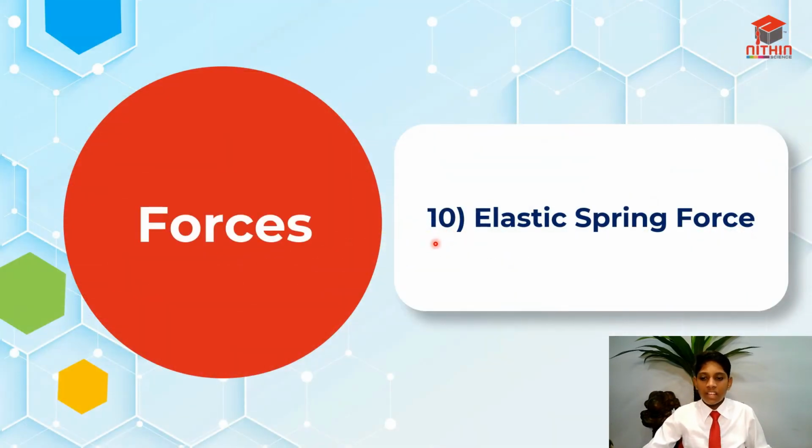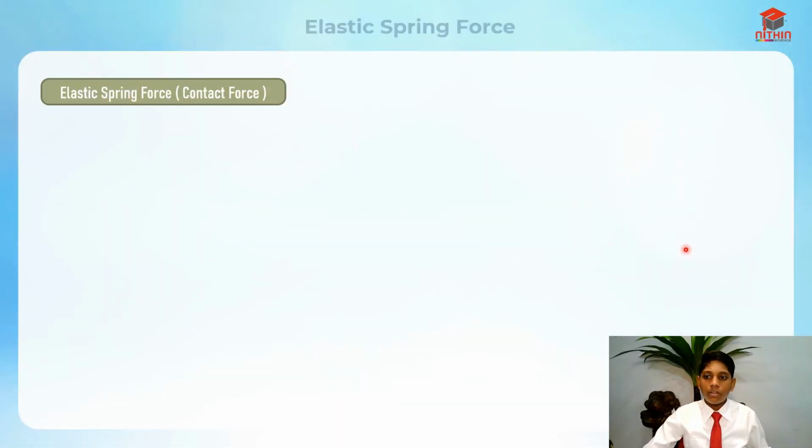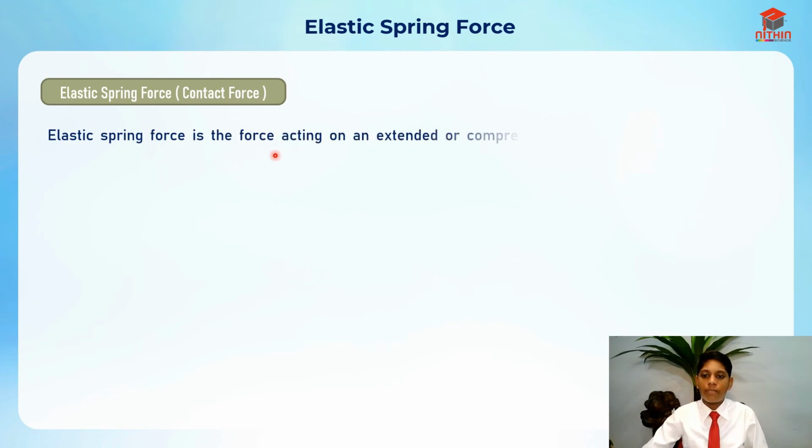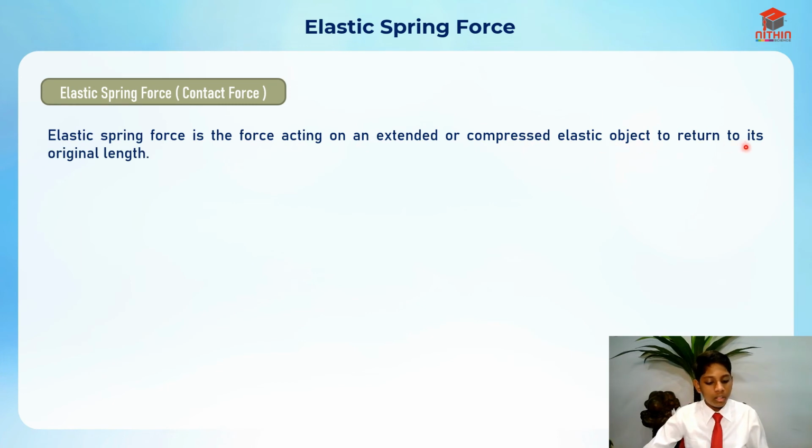Okay, let me discuss elastic spring force now. So elastic spring force is actually a contact force. Elastic spring force is a force acting on an extended or compressed elastic object to return to its original length. So elastic spring force could be on an elastic object, and basically a spring is the best elastic object for this. So for elastic spring force, we use a spring.